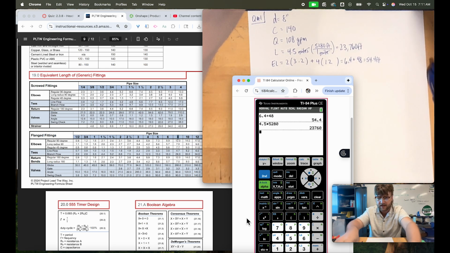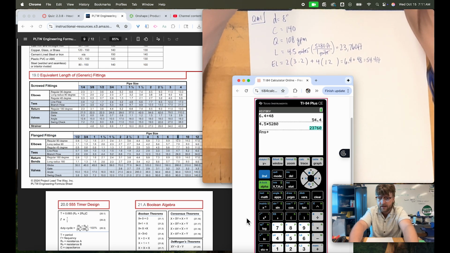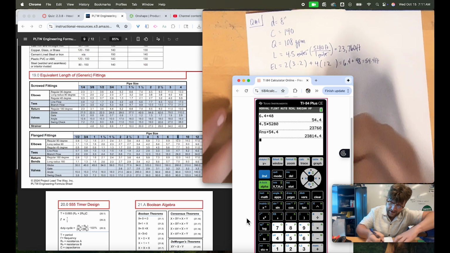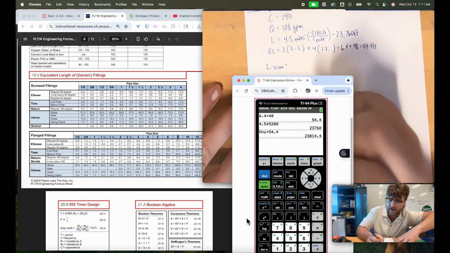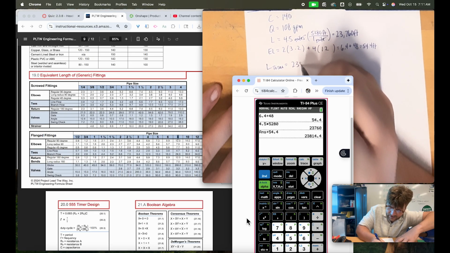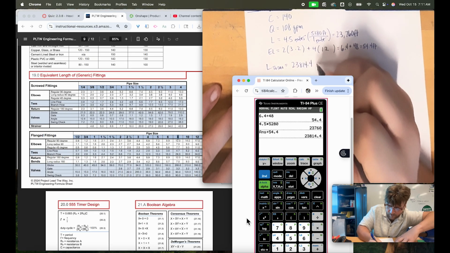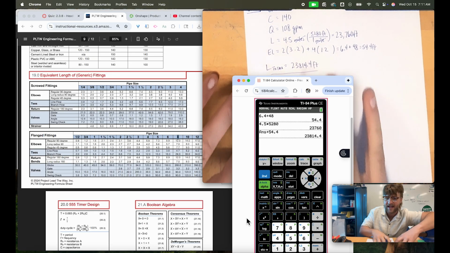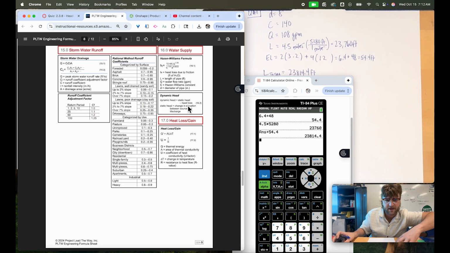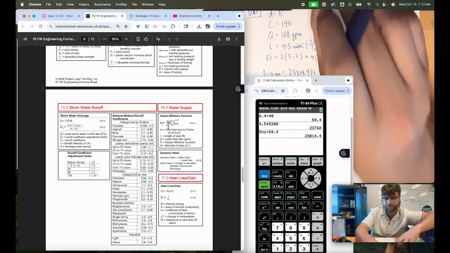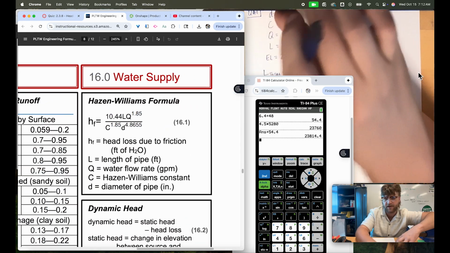So then now we can go ahead and add in that previous value of 54.4. And so now our total length is going to be that length plus the equivalent length, right? So it's going to be 23,814.4 feet. Okay, so that's our length that we want to use in our Hazen-Williams formula. And so now if we go back onto here, let's do a little check. Here's our Hazen-Williams formula, right?